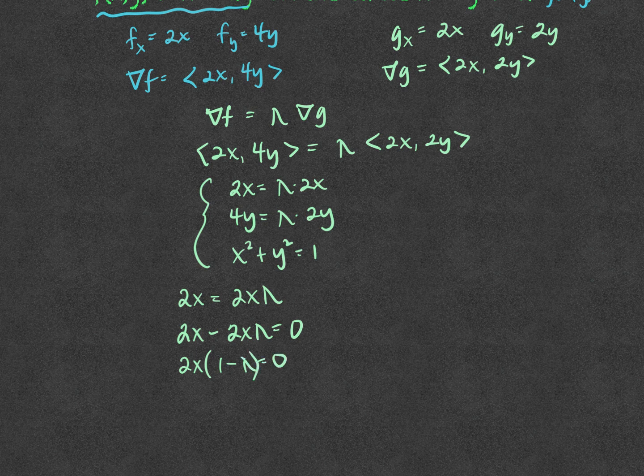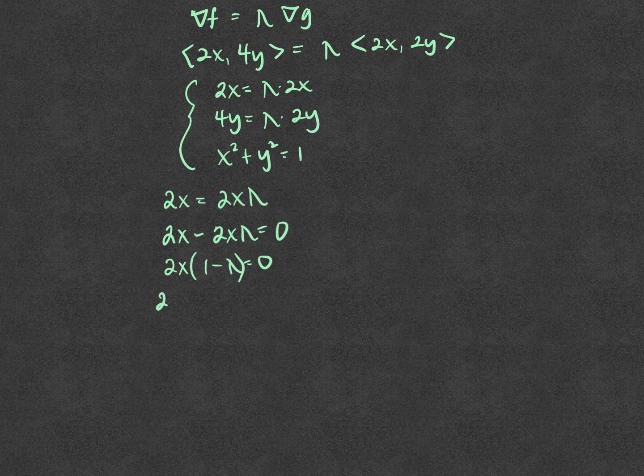Now, based upon factoring, we know that 2x equals 0 and 1 minus lambda equals 0. So x equals 0 and lambda equals 1. Now, what this tells us is these are the possible places where extreme values happen.